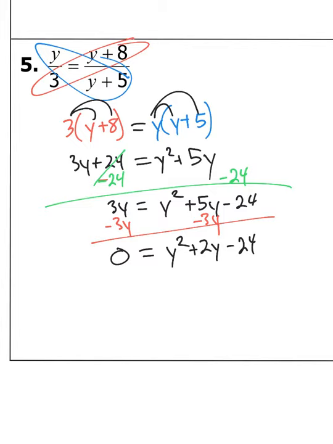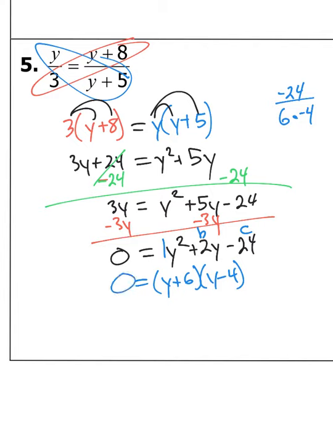Okay, now I have a quadratic set equal to 0, which means I am going to factor. Again, my A is 1, so I just say, what are my factors of C that add up to B? What are my factors of negative 24 that add up to positive 2? That would be positive 6 and negative 4. So I get (y plus 6)(y minus 4). So my answer is y equals negative 6, y equals 4.